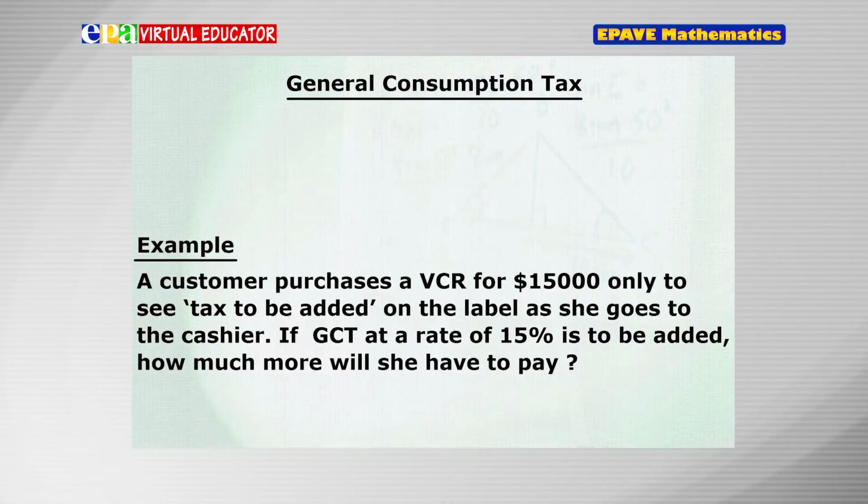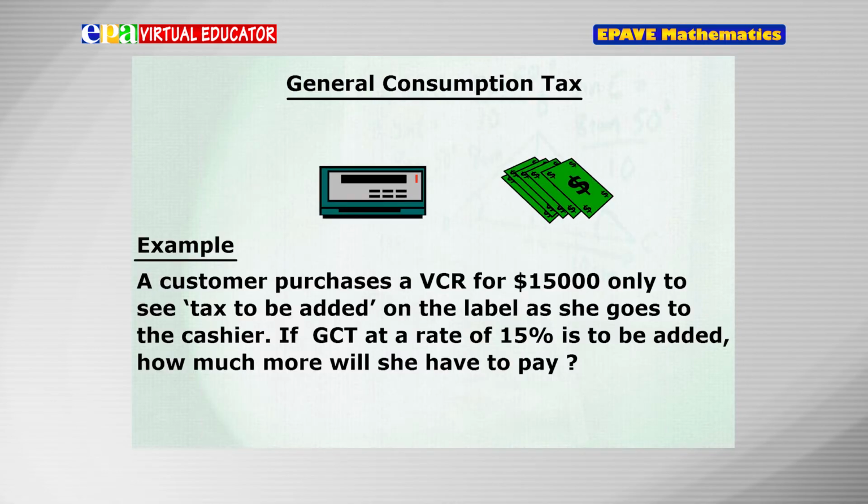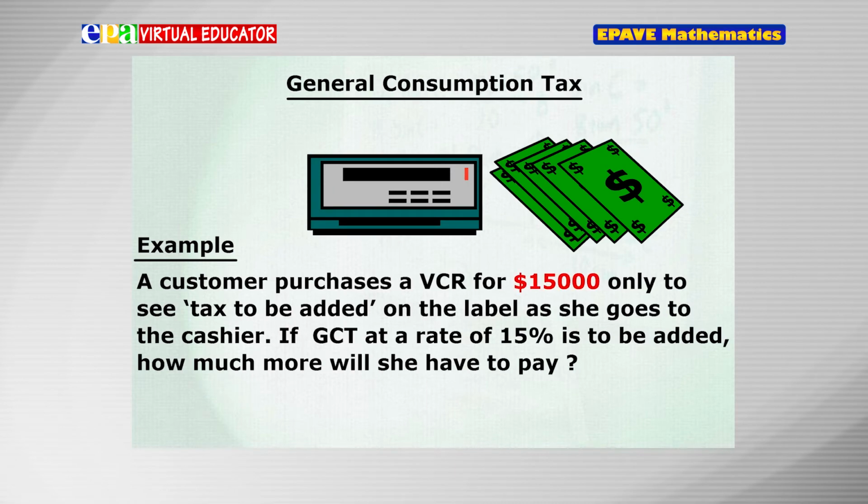Let us look at an example. A customer purchases a VCR for $15,000 only to see tax to be added on the label as she goes to the cashier. If GCT at a rate of 15% is to be added, how much more will she have to pay? GCT is equal to 15 divided by 100 multiplied by $15,000, which gives $2,250 additional, is the answer.